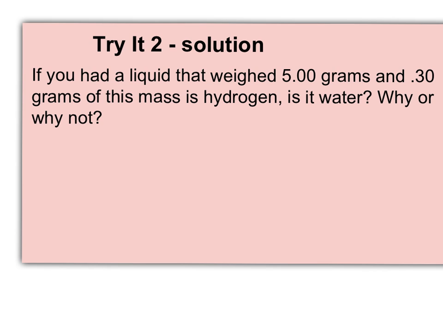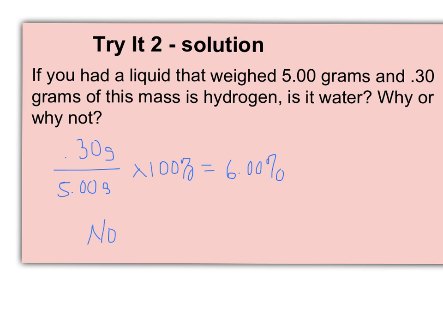So 0.30 grams is the hydrogen. 5.00 grams is the total. If I set up my percentage and punch this in, I see that my percent is not going to be 11.21. Instead, it's only 6%. So no, this can't be water. The percents don't match. It's some other substance with hydrogen and oxygen in it, but it is not water.